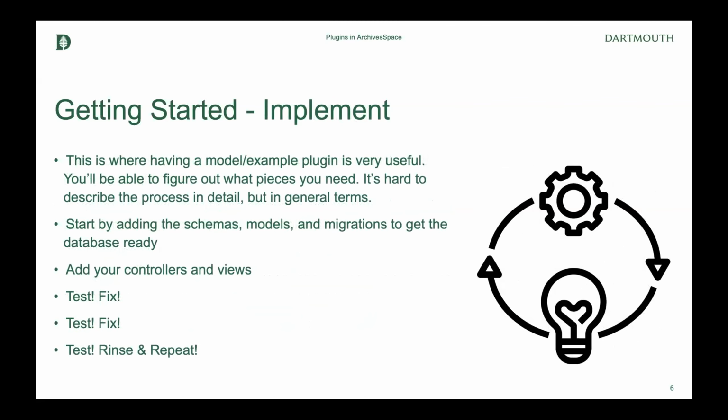And then basically you're at the stage where you need to actually start writing code. This is where having a model plugin is really useful, because you can refer to that and say, okay, here's sort of the boilerplate-ish approach. This plugin is doing something similar. I can adapt this to what I need to do.